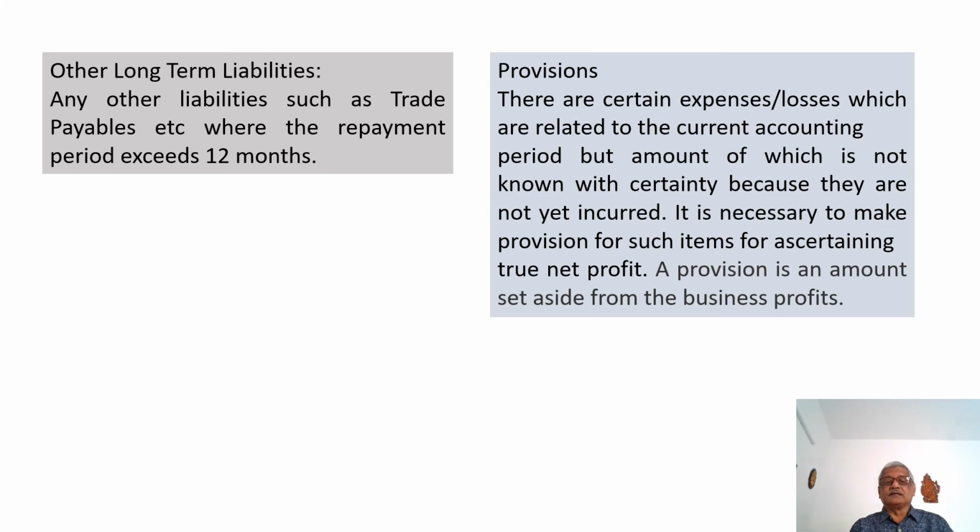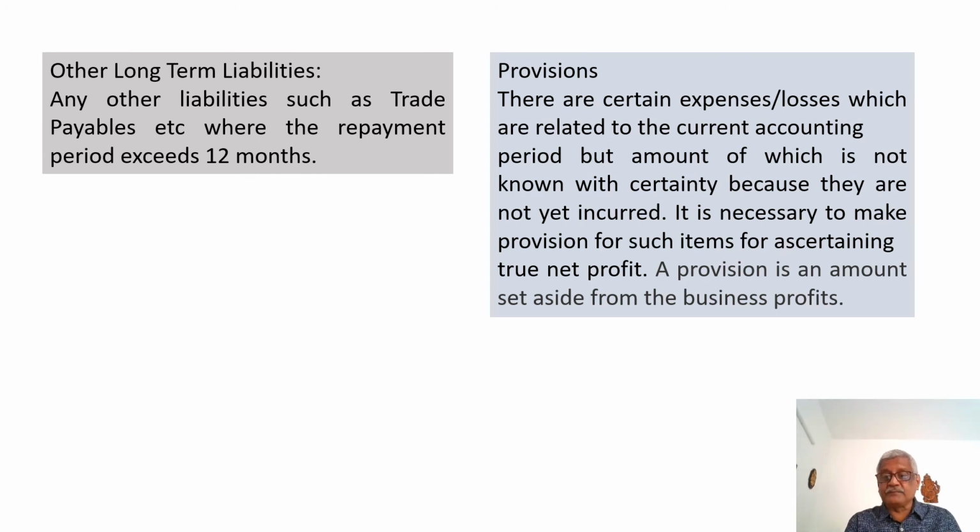Now, other long-term liabilities. Any other liabilities such as trade payables, etc., where the repayment period exceeds 12 months. Normally, the trade payable is payable within 12 months, in which case it will be treated as a current liability. Wherever the trade payable or any other item has a repayment period exceeding 12 months, such items will be included under other long-term liabilities. Now let us understand the next item, the long-term provisions.